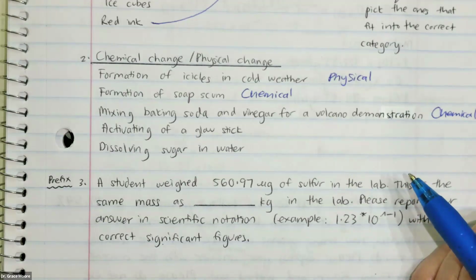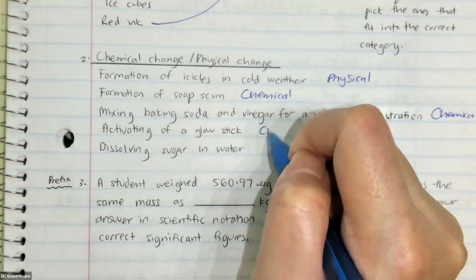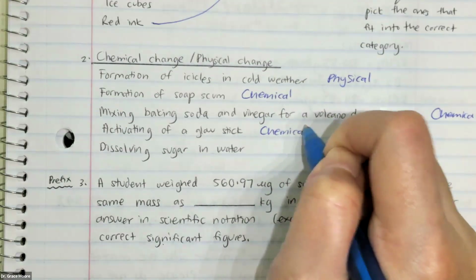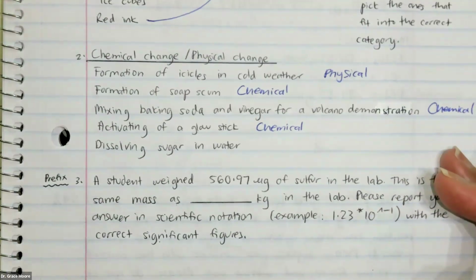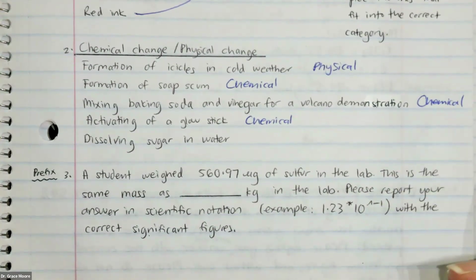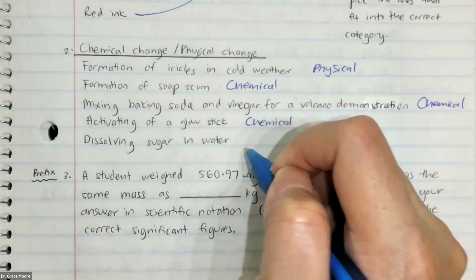If you activate a glow stick, you're going to be doing a chemical reaction as well. If you dissolve sugar in water, the process of dissolution, just taking something and dissolving it in water, is not considered a chemical reaction. This one is physical.